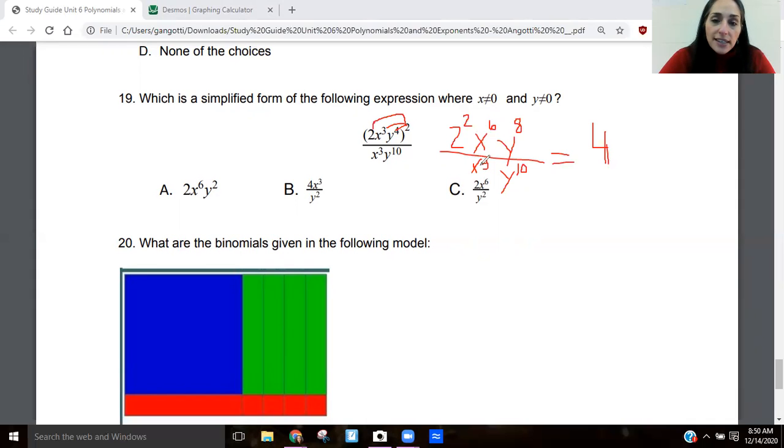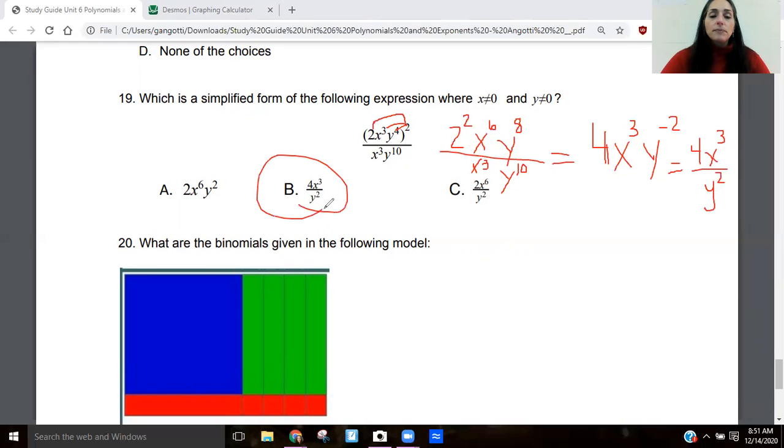And then x to the 6th over x to the 3rd, subtract those exponents. That'll be x to the 3rd. Y to the 8th over y to the 10th, subtract those exponents. That's going to be y to the negative 2. But we cannot have negative exponents. That is not proper. So you are going to rewrite this as 4x to the 3rd, and then you move the y down to the denominator and throw away the negative exponent. So it becomes y positive 2, which is B.